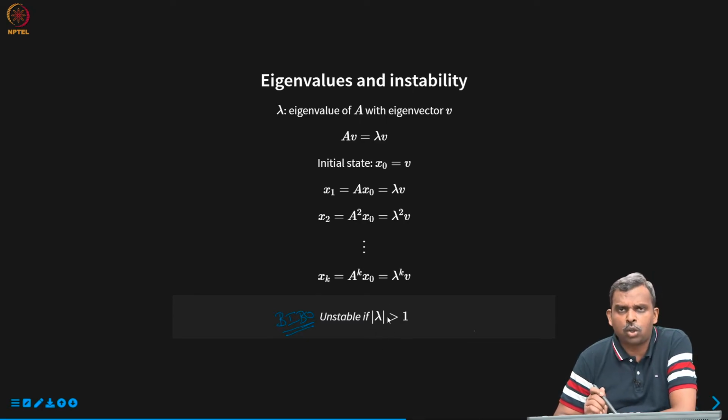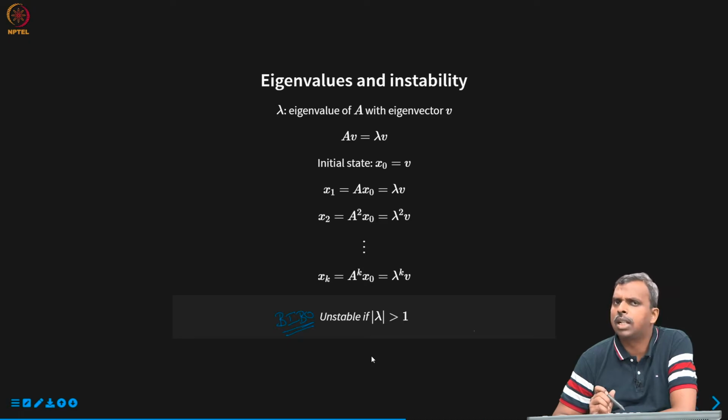So, what if this is not true? What if all absolute values of lambda are less than 1? Will you have stability? That is something we are yet to prove. We have only shown that if there is an eigenvalue with absolute value greater than 1, then the system is going to be BIBO unstable. What if this is not there? What if all the eigenvalues are less than 1? Can we guarantee stability?